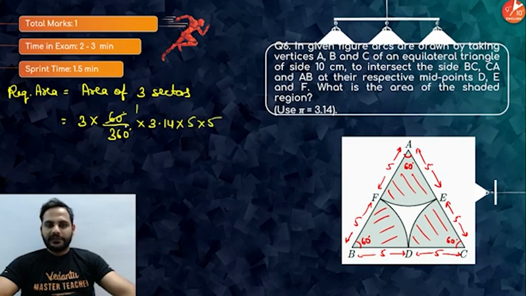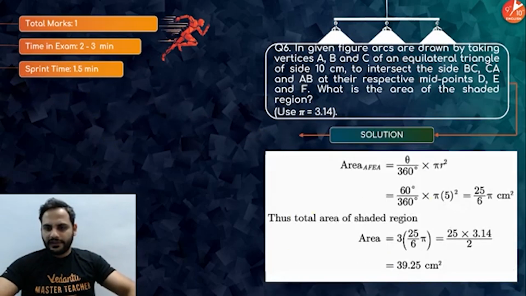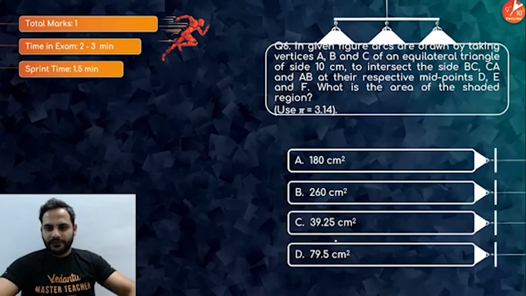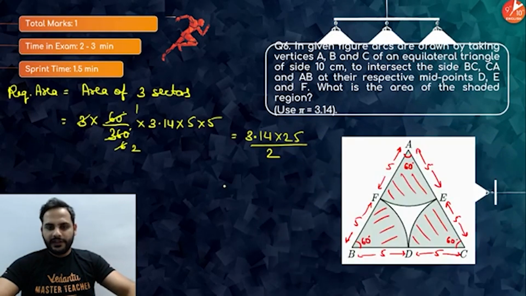Okay, so it will be 3 into 60 by 360 into 3.14 into 5 square, that is 3.14 into 25 by 2. When you solve this, and at the end 3 times of this, 3 times of 25 pi by 6, so 1 by 2 is there, finally you are getting 39.25. Okay, this value will be 39.25 centimeter square.